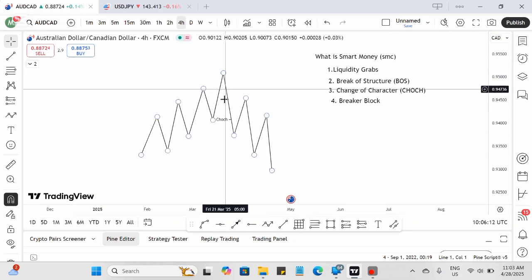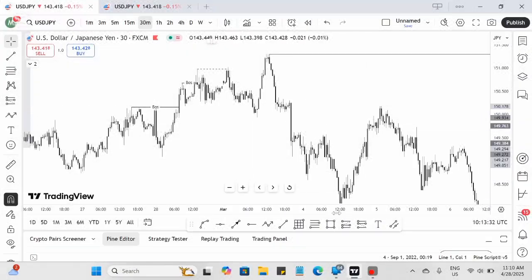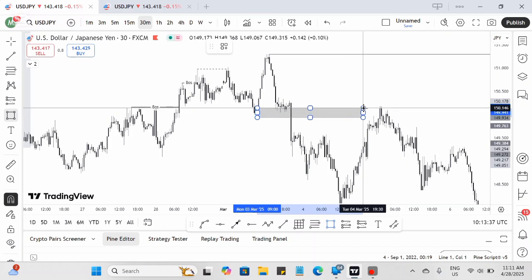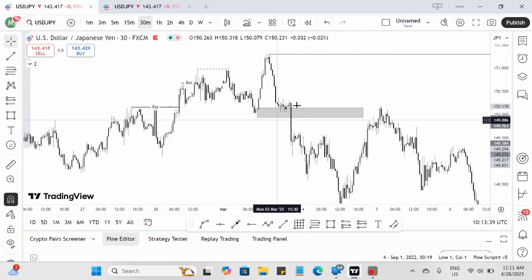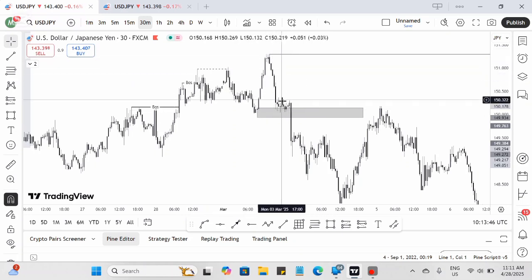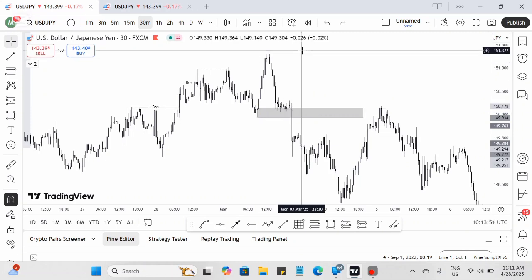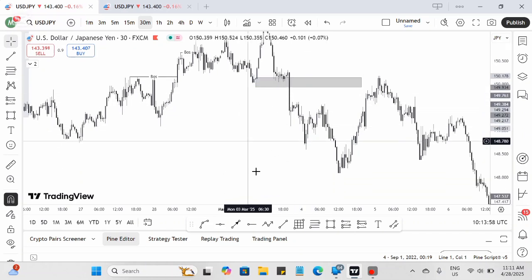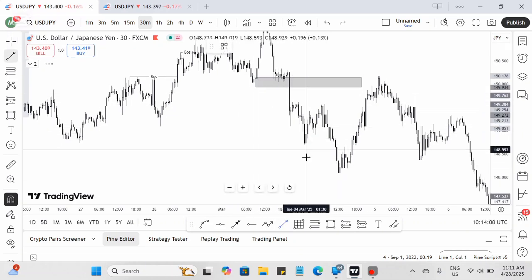Let me show you a chart example of what a breaker block looks like. So here is an example of a breaker block. You see, this candle here was supposed to hold price. Price broke structure to the upside. So what we are anticipating price to do is come to this level, retest it, and continue to buy. But what did price do? Price got to this level, broke past it, creating a change of character here and creating a break of structure.